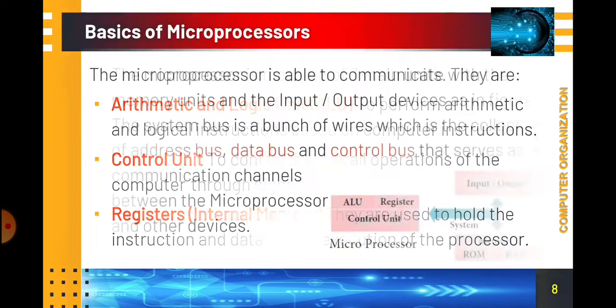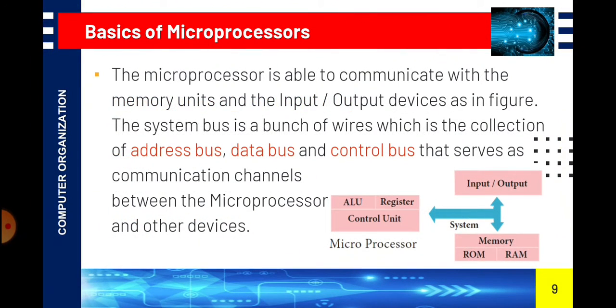Okay, the microprocessor is able to communicate with the memory unit and the input output devices. Now you can see how they communicate. So how can the microprocessor communicate with the input output devices as well as memory devices?